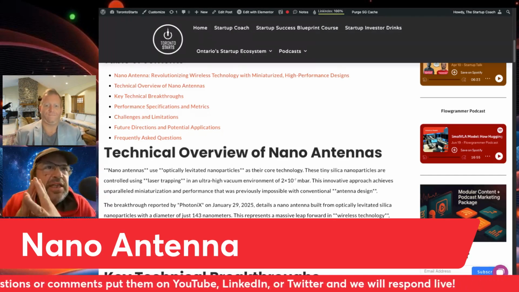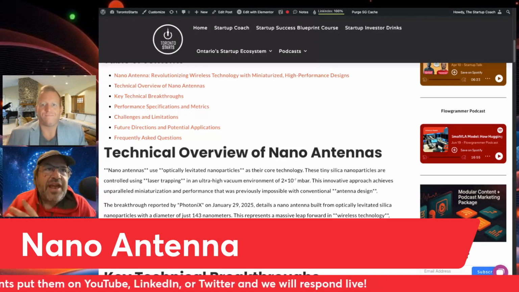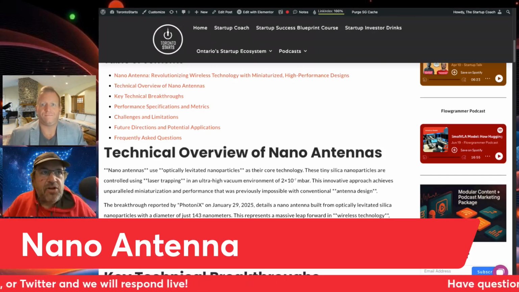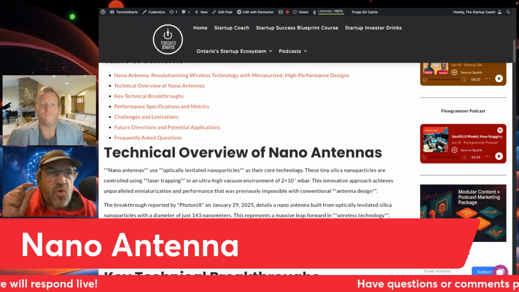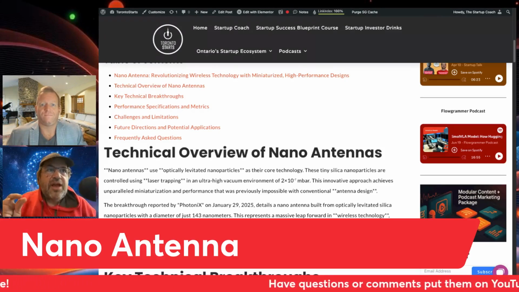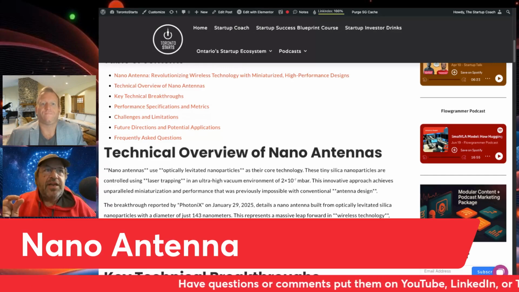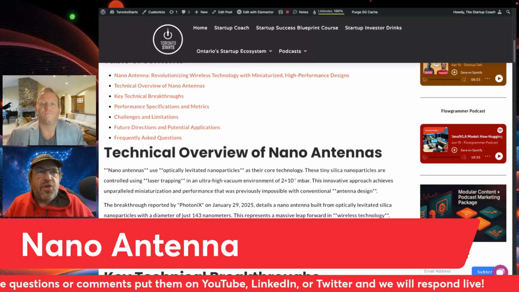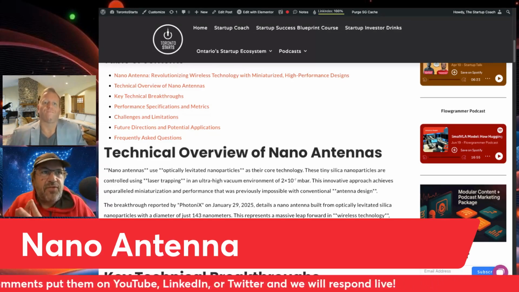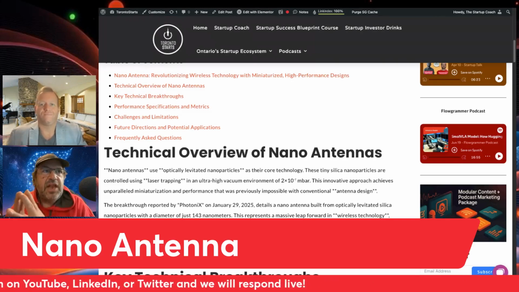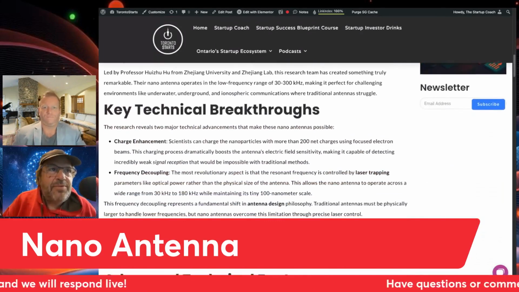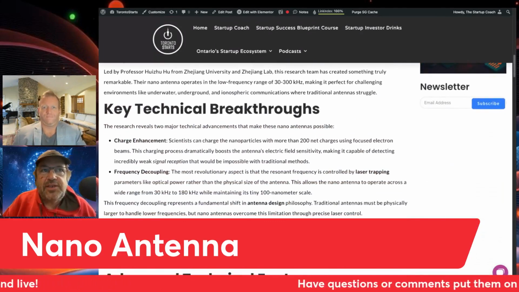So this breakthrough details a nano antenna built from optically levitated silica nanoparticles with a diameter of just 143 nanometers. Its low frequency range of 30 to 300 kilohertz makes it perfect for challenging environments, and it offers incredible range as well. What's happening with this crazy small antenna, John?